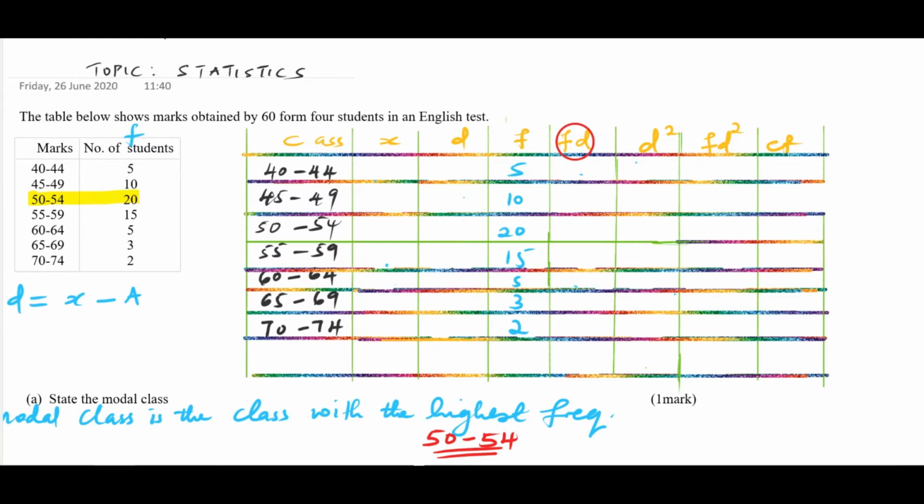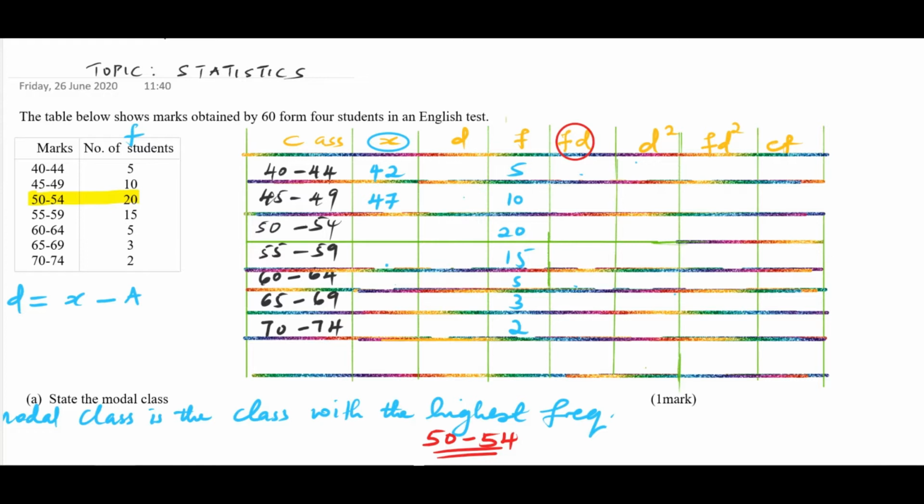And x is this column we have here. We obtain that by getting the midpoint of all these classes. For instance, in the first one, we get 40 plus 44, that is 84, divided by 2, you get 42. The second one, to get the x, which is the midpoint, 45 plus 49, 94 divided by 2, you get 47. So you notice that the size of all these classes is uniform, and the size is 5. From 40 to 44 all the way to 70 to 74, the class size is uniform, which is 5.